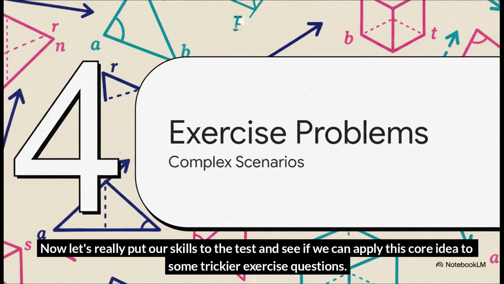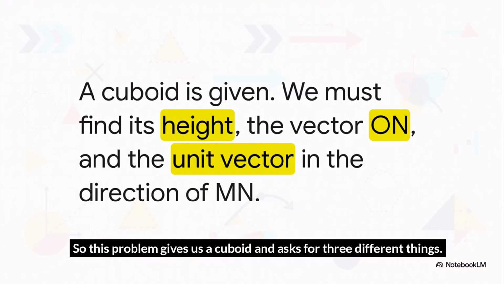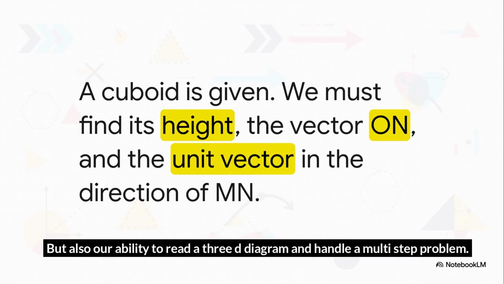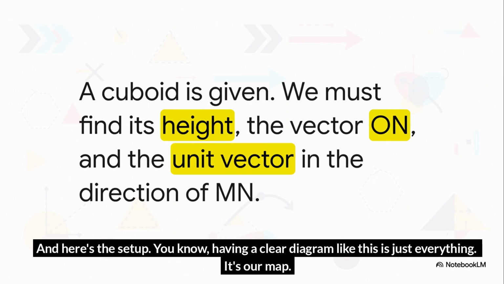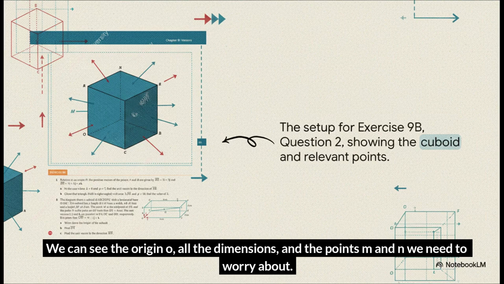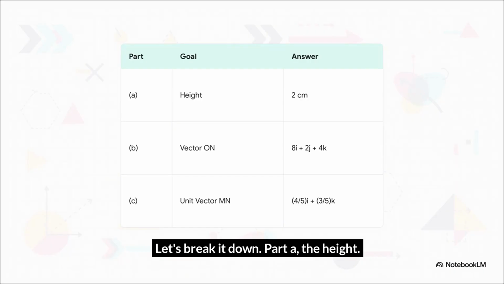trickier exercise questions. So this problem gives us a cuboid and asks for 3 different things. This is great because it's going to test our vector formula. Yeah, but also our ability to read a 3D diagram and handle a multi-step problem. And here's the setup. Having a clear diagram like this is just everything. It's our map. We can see the origin O, all the dimensions, and the points M and N we need to worry about. Let's break it down.